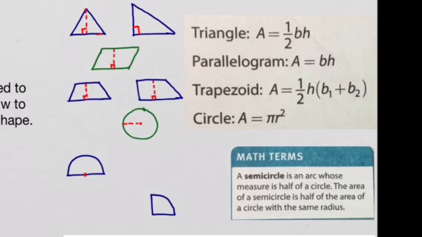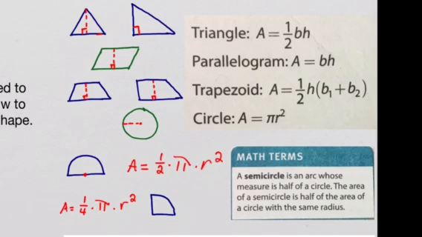Now, below, we have a semicircle, and a semicircle is an arc whose measure is half of a circle. The area of a semicircle is half of the area of a circle with the same radius. So the formula for a semicircle would be area equals 1/2 times pi times r squared. And then for a quarter circle, you would have area equals 1/4 times pi times r squared.